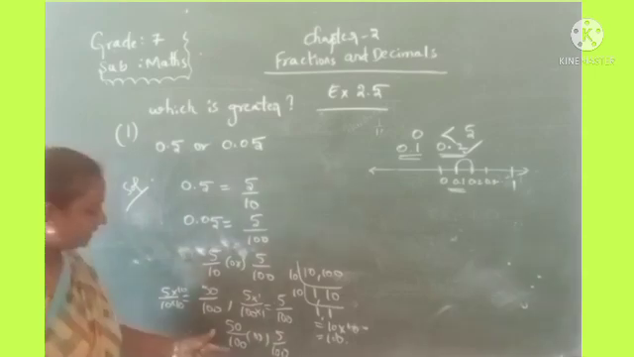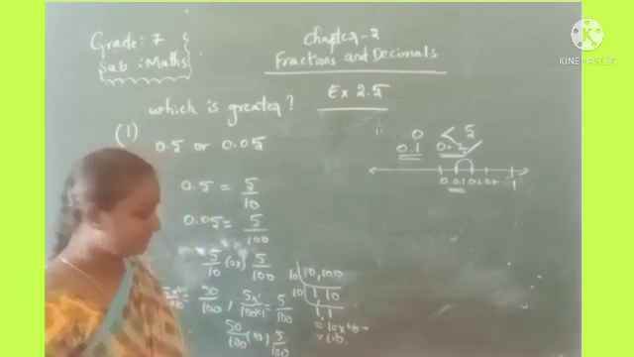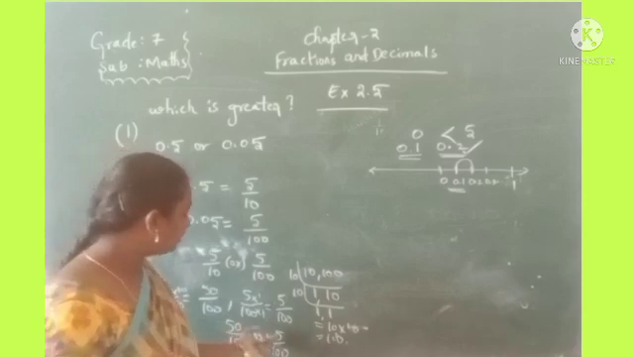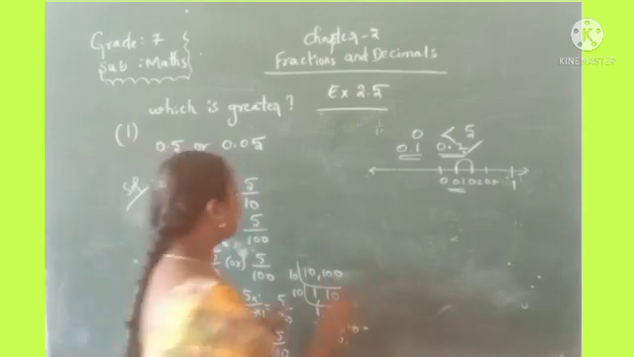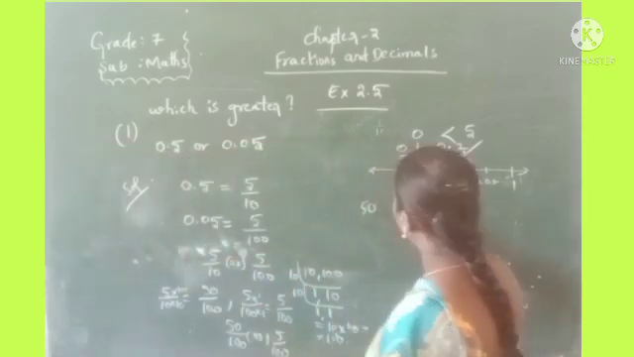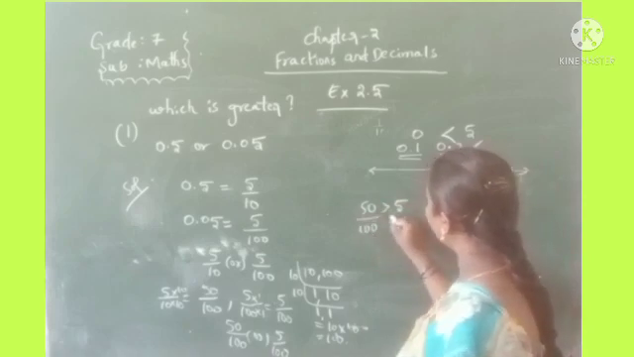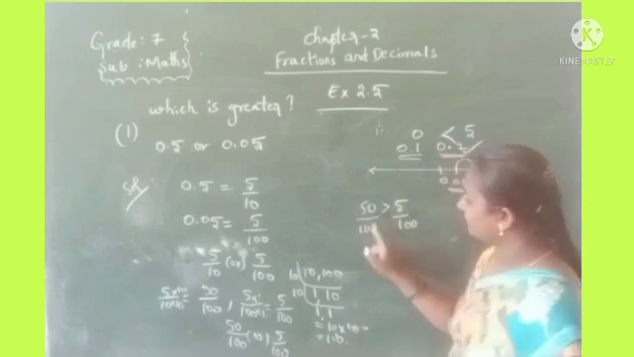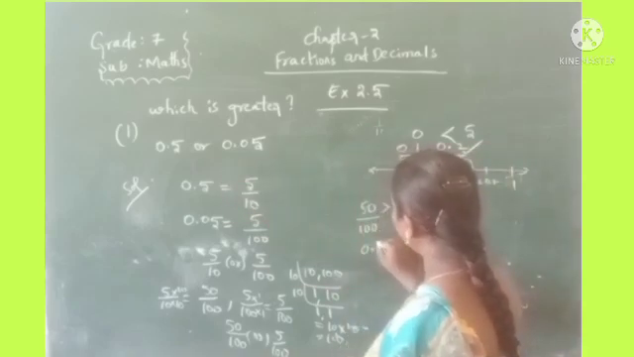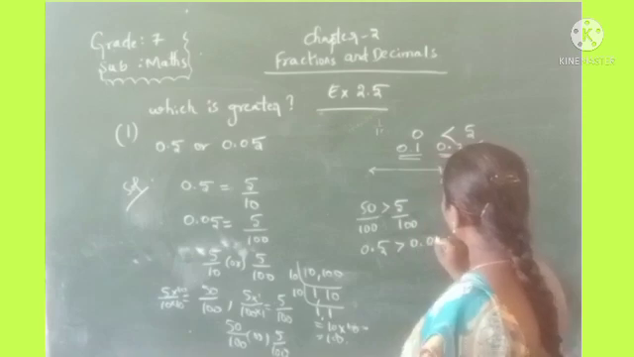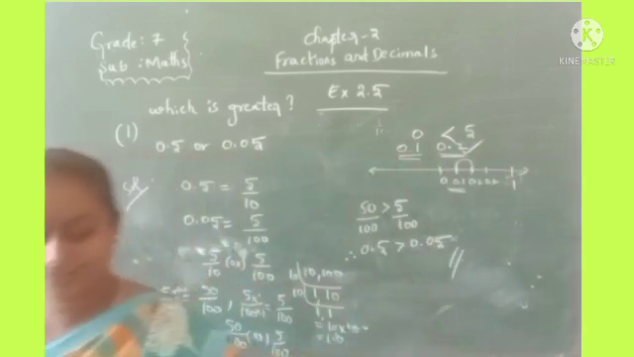Now it is easy to compare. The denominators are the same. The only step is to check the numerators, 50 and 5. Which one is greater? 50 is greater. That means 50 by 100 is greater than 5 by 100. 50 by 100 is 0.5, so 0.5 is greater than 0.05. Is it clear, children? Right, copy that.